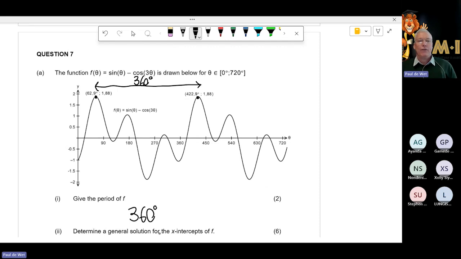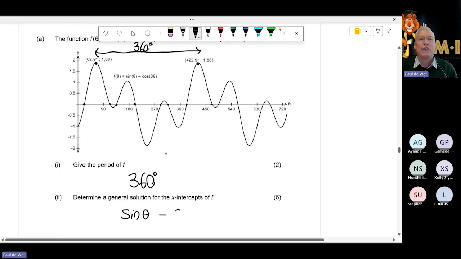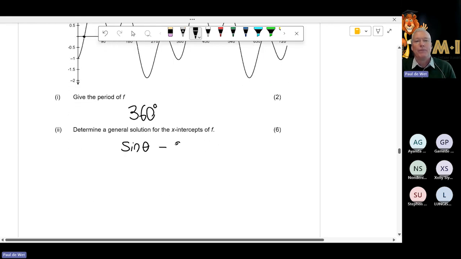Then it says, find the general solution for these points here, the x-intercepts. How do you find the x-intercepts of any graph? You make y equal to 0. So what we're trying to solve now is sine theta minus cos 3 theta equals 0. This is the same as saying sine theta equals cos 3 theta.